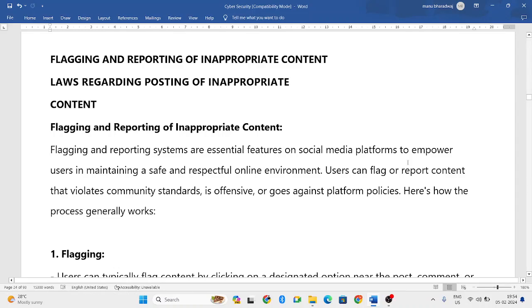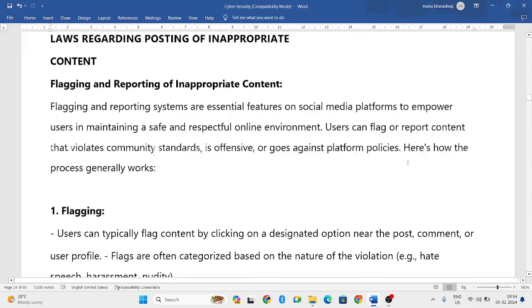In this particular video, let us discuss flagging and reporting of inappropriate content. Suppose on your social media platforms you find certain inappropriate content: how to flag that, how to remove that, and how to report that complaint. Let us check over that.